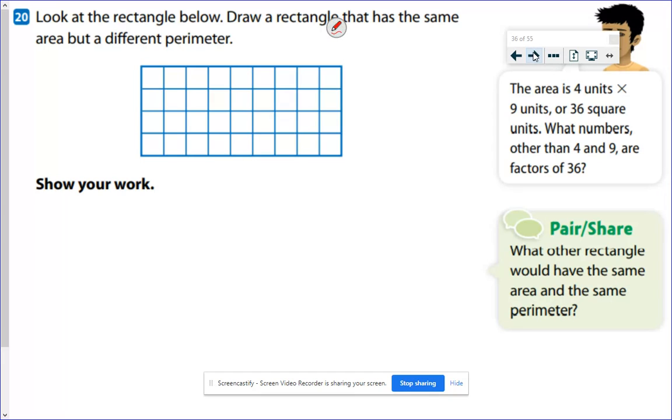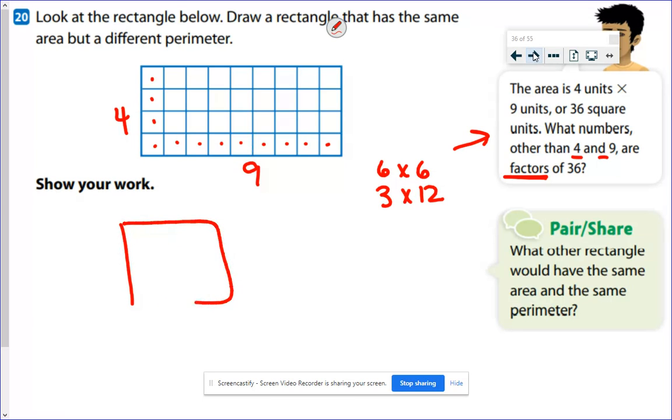So we have to find out the area of this one first. And this tip over here helps us. The area is 4 units by 9 units or 36 square units. So what numbers other than 4 and 9 are factors, or two numbers multiplied together that give you 36? In class, some students said, I know that 6 times 6 is 36. They said they knew that 3 times 12 is 36. So either one of those would be measurements you could use and draw a rectangle that was 6 units long and 6 units wide, or you could draw one that was 3 units long and 12 units wide.